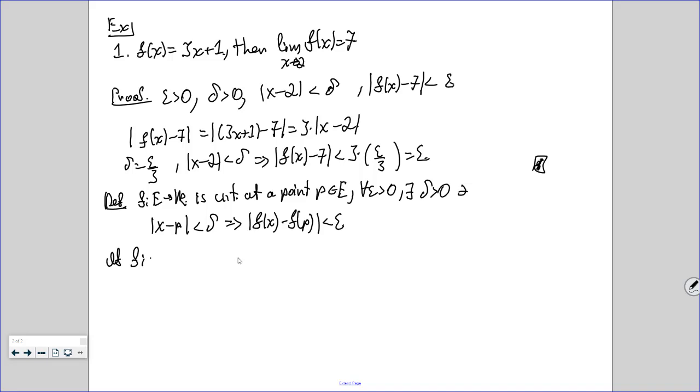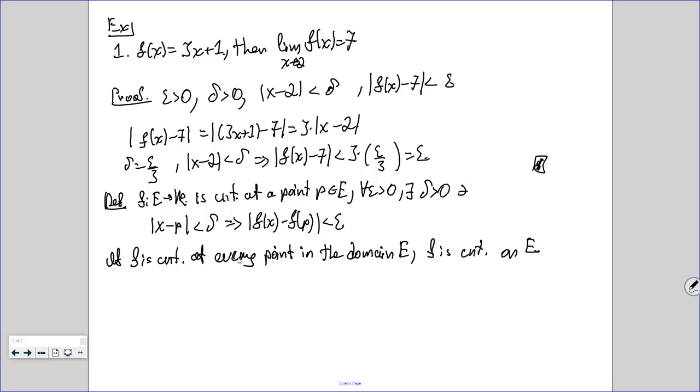If f is continuous at every point in the domain, then we say that f is continuous on E.